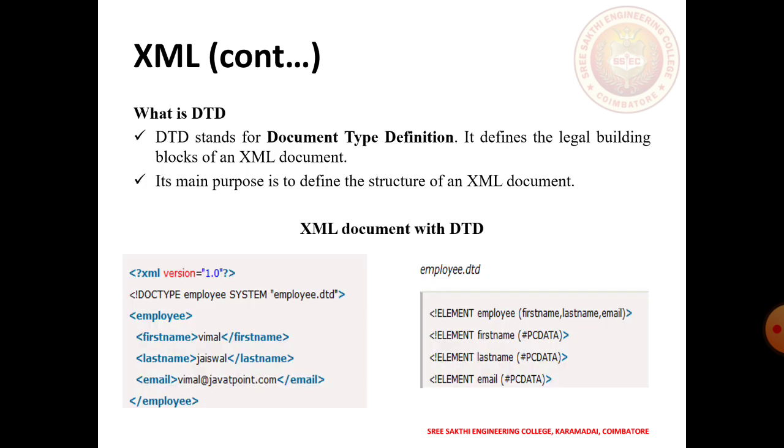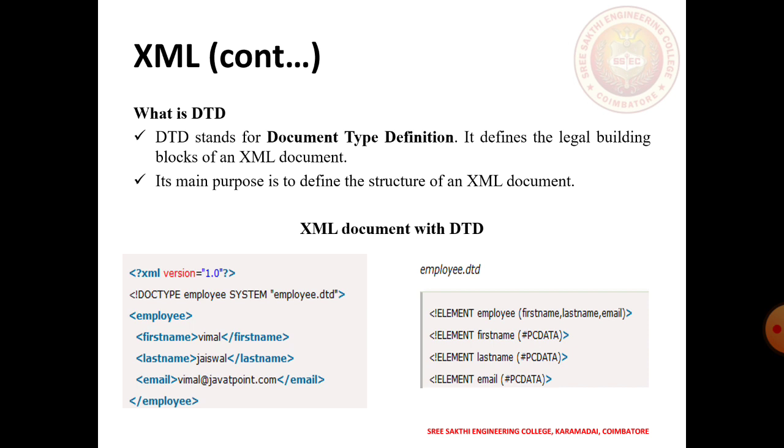Next, what is DTD? DTD stands for Document Type Definition. It defines the legal building blocks of an XML document. The main purpose of using DTD is to define the structure of an XML document. So an XML document with DTD can be validated in two different ways, either internal or external. Let's see an example for the external. The external DTD file can be stored with the extension .dtd.